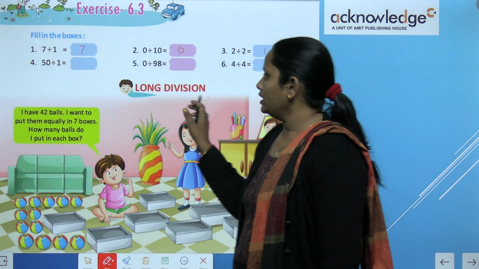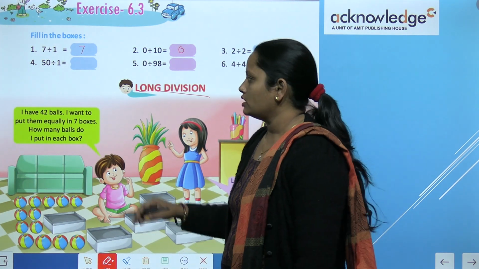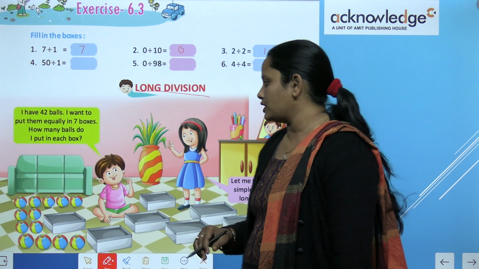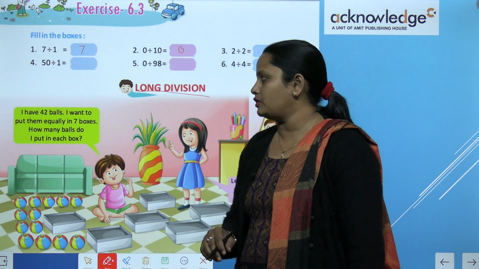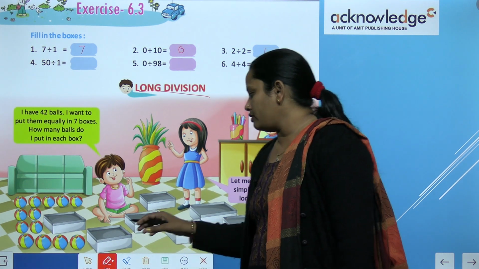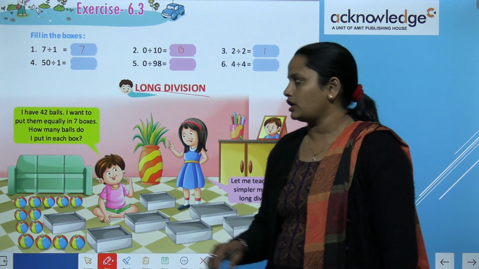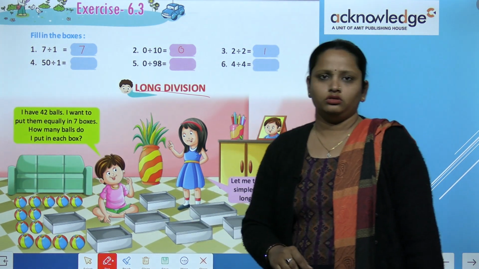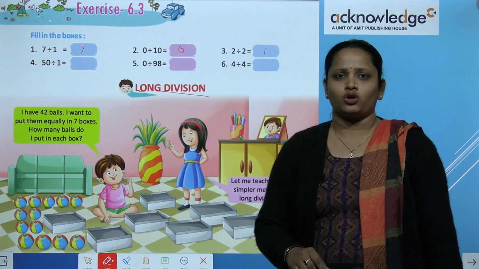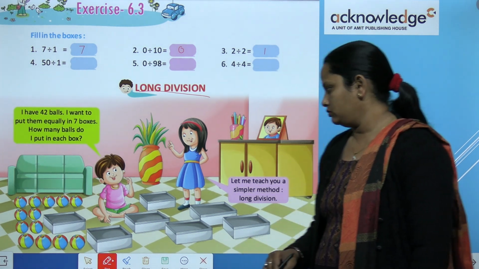Now let's learn division, long division. I have 42 balls. मेरे पास 42 balls हैं. I want to put them equally in 7 boxes. तो इन 7 boxes में मुझे उन 42 balls को रखना है. How many balls do I put in each box? कितने ball को रखूँ एक box में?